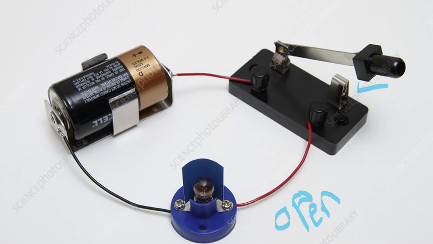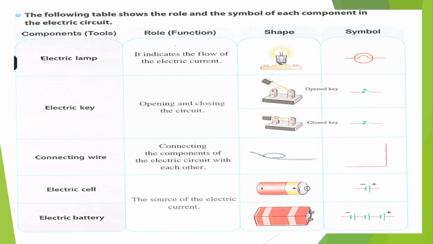And for the circuit to be closed, the parts should be connected to each other. It looks like a closed continuous path of the electric current. And for the electric current to flow, all the parts should be connected. The circuit should be a closed circuit. Okay?